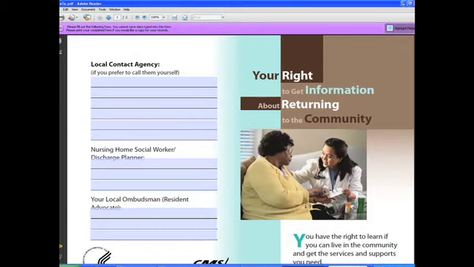These are CMS publications that CMS considers important for our Medicare beneficiaries to receive. And I would strongly encourage you to include this particular handout in every nursing home admission packet as soon as you possibly can, because it will help you in proving that you are embracing not only the spirit, but the requirements of the Olmstead Act in providing information right from the get-go that residents have the right to get information, not to necessarily be discharged, but to get information.